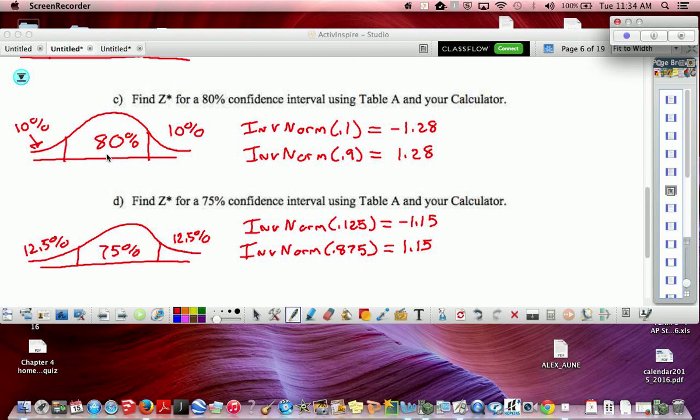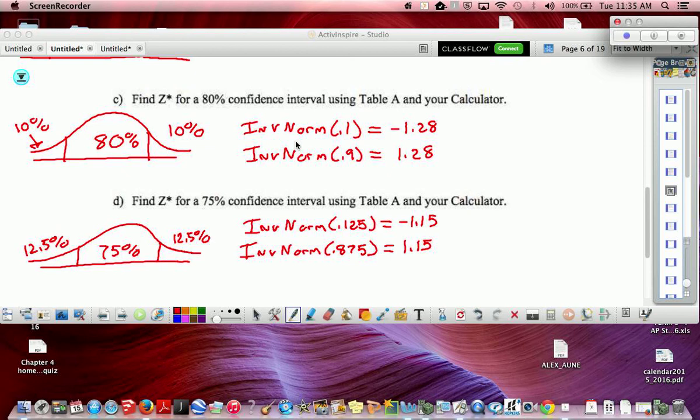80% is in the middle, leaving me 20%, so 10% on each side. So inverse norm of either 0.1 or 0.9 will give me the negative and positive Z-score: negative 1.28 and positive 1.28. For 75%, that leaves you 25%. When I divide 25% in half, I get 12 and a half and 12 and a half. So inverse norm of 0.125 or inverse norm of 0.875 gives me a Z-score of negative 1.15 or 1.15.